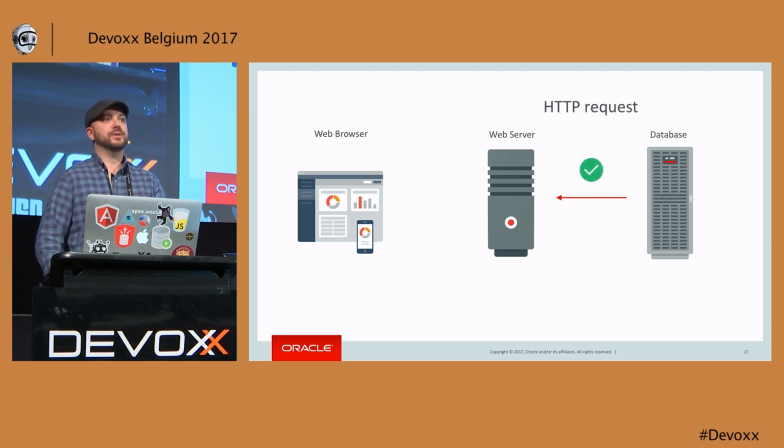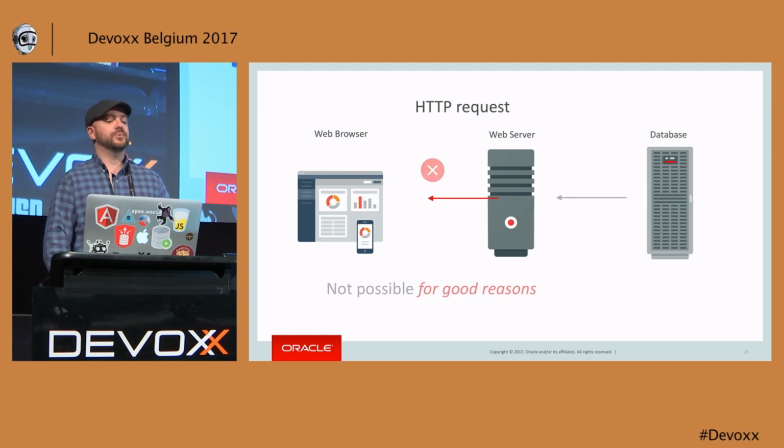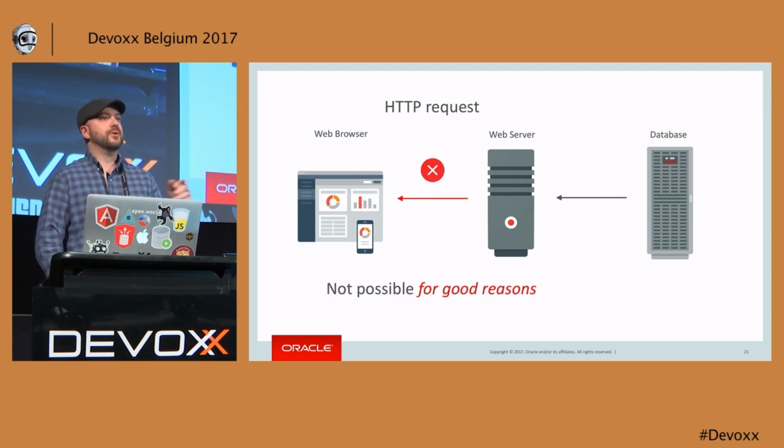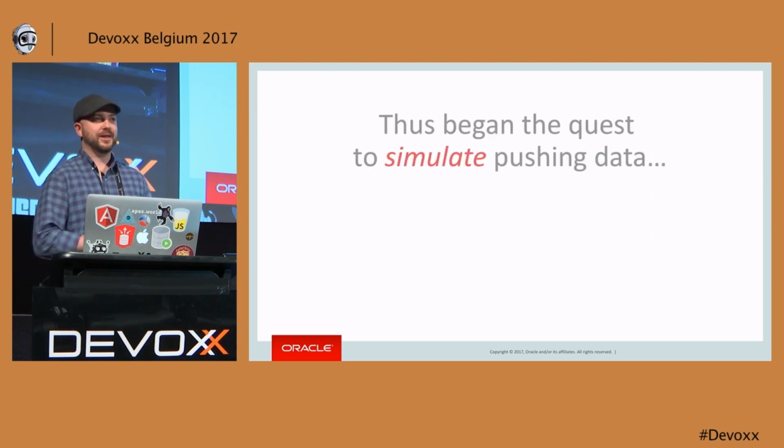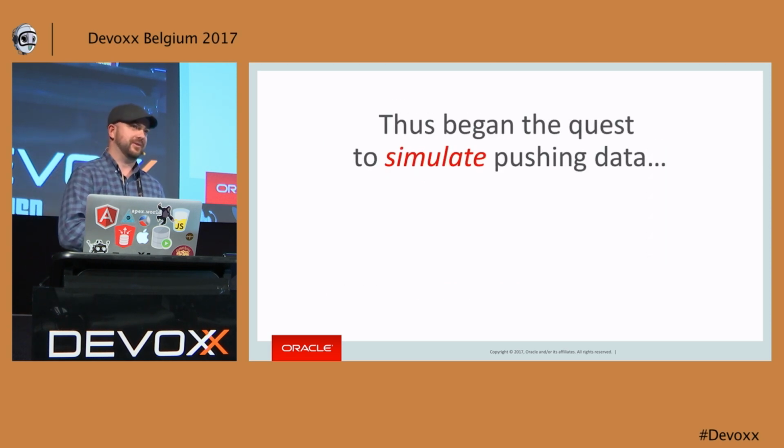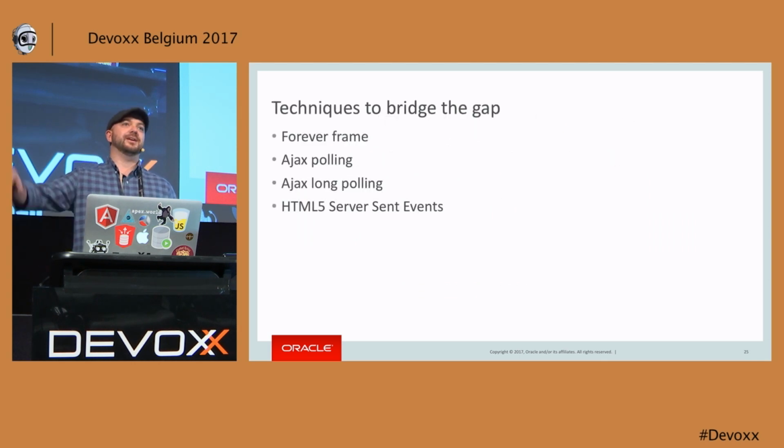We've had the ability for the longest time to communicate from the database to the web server to let the web server know that there's been a change to the data. What we've not been able to do is go from the web server to the browser and let the browser know that that cache is stale at this point. That was impossible, and it was for good reasons related to security. Thus began the quest to simulate this kind of thing. Now, raise your hand if you're guilty of any of these.